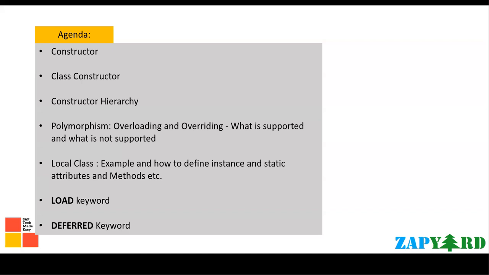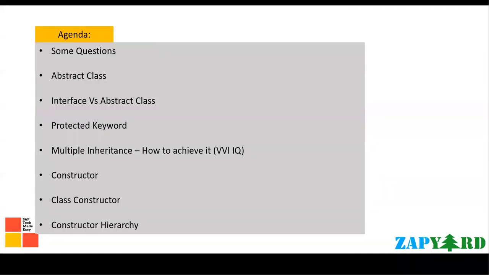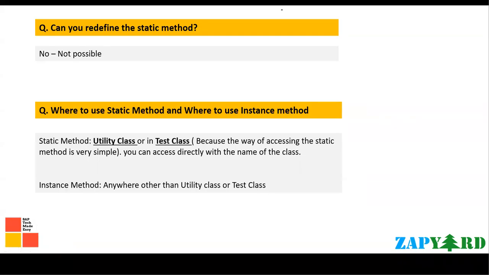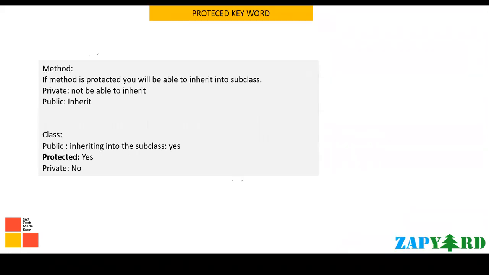But before starting, as usual, let's have a quick recap of what we did in our last class. Last class we went through a few questions and were able to answer them. Then we understood the abstract class. We saw that in ABAP, even without defining a method as abstract, it is possible to make a class abstract. However, if you define a method as abstract, your class automatically becomes an abstract class. Then we saw the protected keyword.